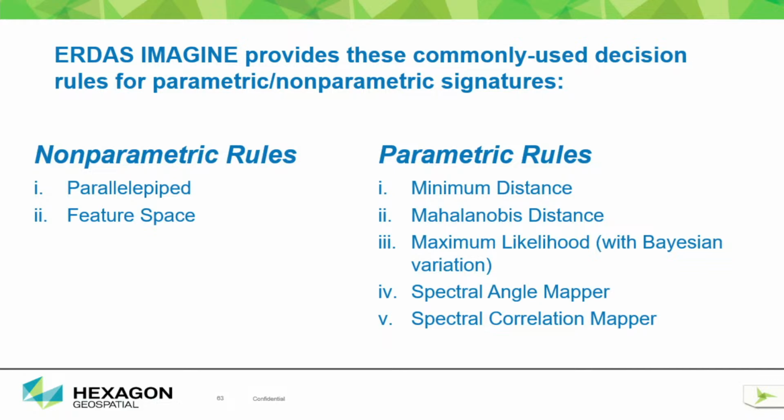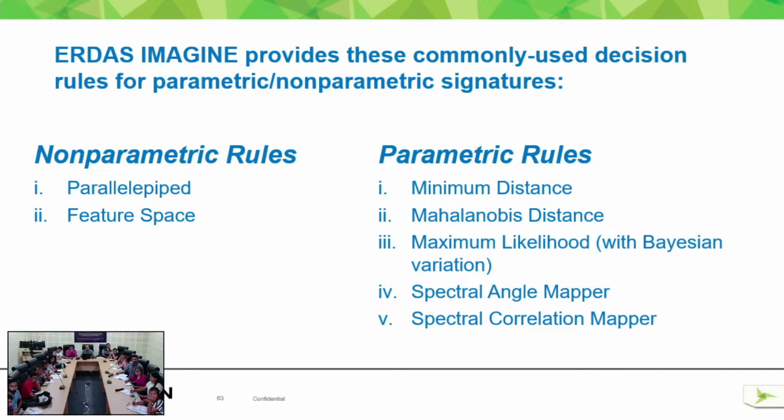Now in ERDAS Imagine, if you go through it, there are two types of non-parametric rules and five types of parametric rules. These are the algorithms that will be used for the classification. One is parallelepiped and another is feature space. Those are non-parametric. Under the parametric rules there are minimum distance, then Mahalanobis distance, and the maximum likelihood, which is very popular. We always use maximum likelihood for classification, and then our modern techniques are coming: the spectral angle mapper and the spectral correlation mapper.